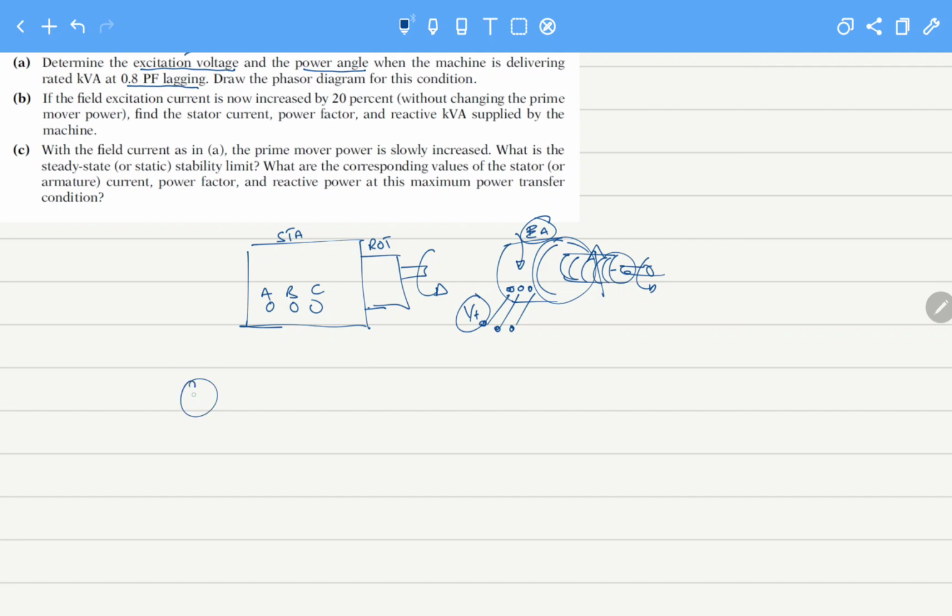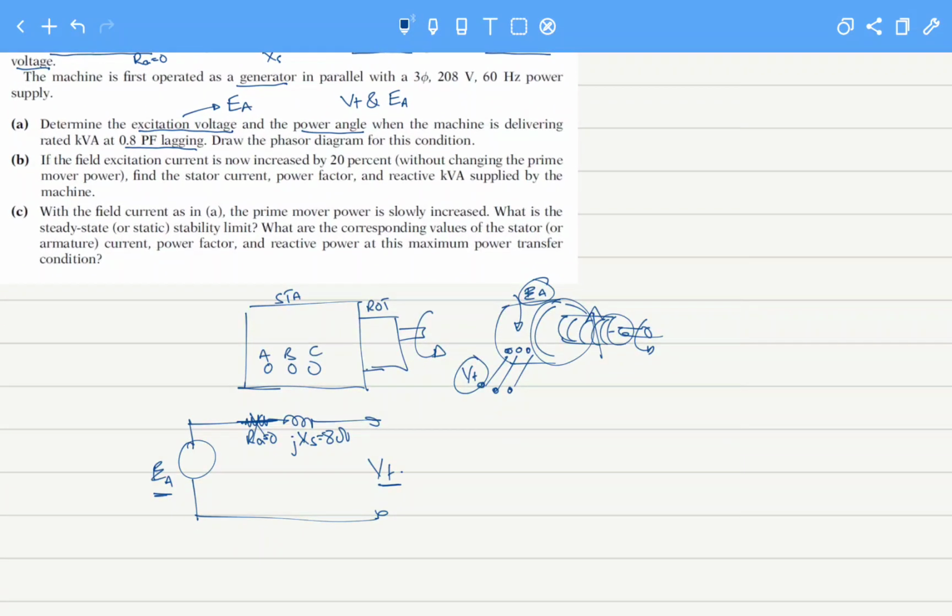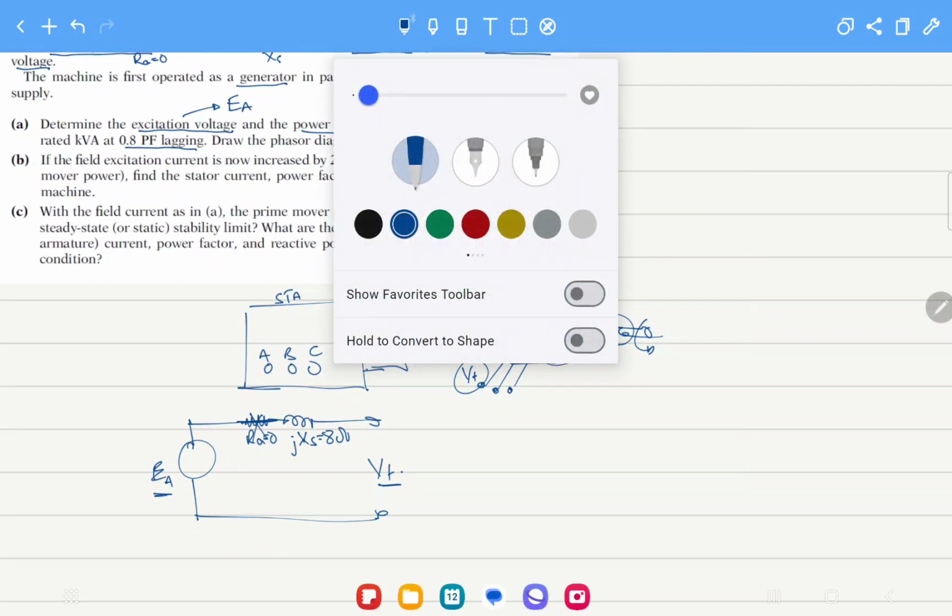So the per phase equivalent circuit for our machine is this. This is VT, this is RA, which is actually 0. We have assumed it to be 0 because it is very small. This is XS, and this is equal to 8 ohms. And this is V terminal, and this is EA. Now at this condition there is a load also connected with the machine.